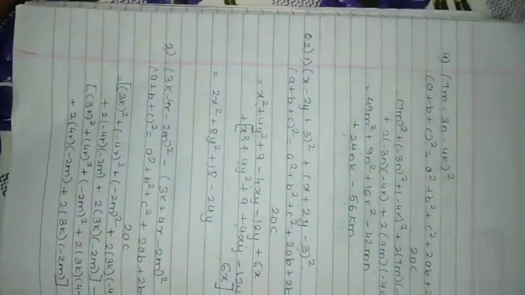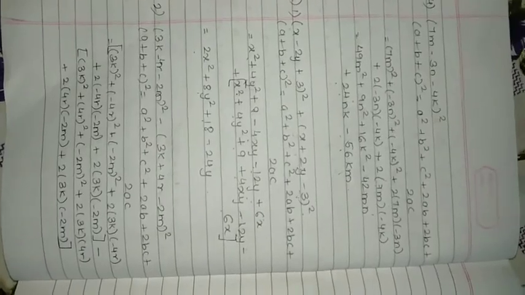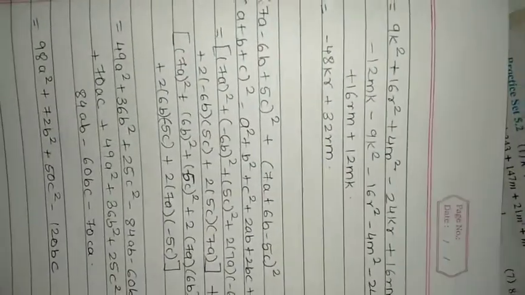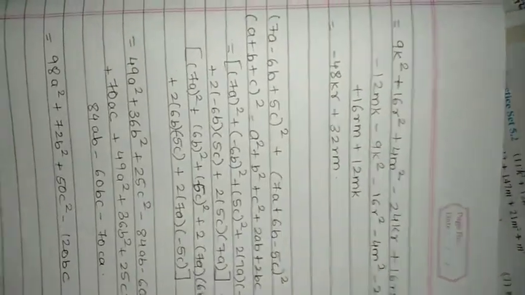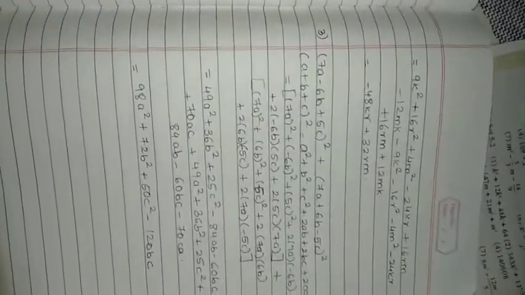So the solution for the second sum, that is (3k minus 4r minus 2m) the whole square minus (3k plus 4r minus 2m) the whole square, is minus 48kr plus 32rm. That is the solution for question number 2, second sub-question.